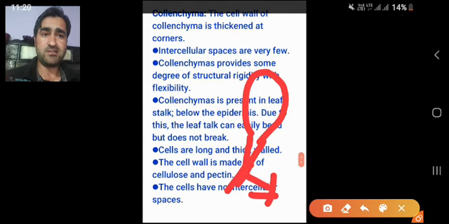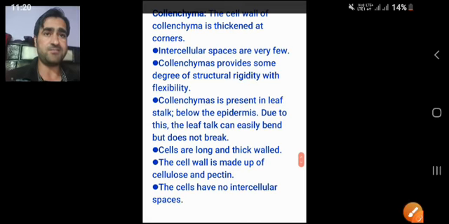They are long and thick-walled cells. The cell wall is made up of cellulose and pectin. Here you will find pectin because their job is to provide structural rigidity and flexibility. And there are no intercellular spaces or very few intercellular spaces as compared to parenchyma cells.